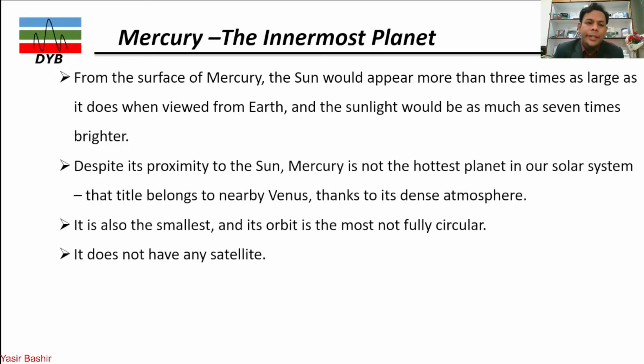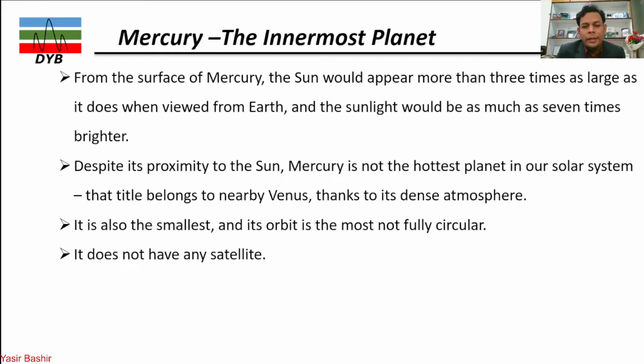Despite its proximity to the Sun, Mercury is not the hottest planet of the solar system. You would think that because it's closest to the Sun it is the hottest, but it is not. That title actually belongs to Venus, as we discussed in the previous lecture, and we are going to discuss it in more detail when we discuss Venus. Mercury does not have a dense atmosphere, so it does not preserve much temperature on its surface.